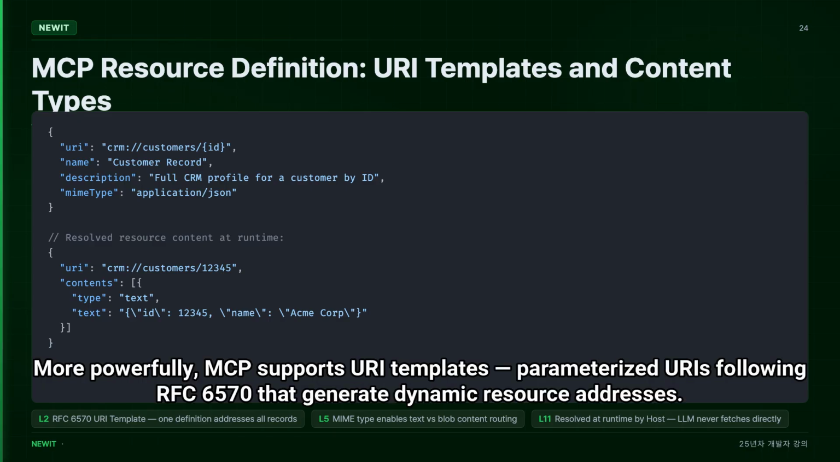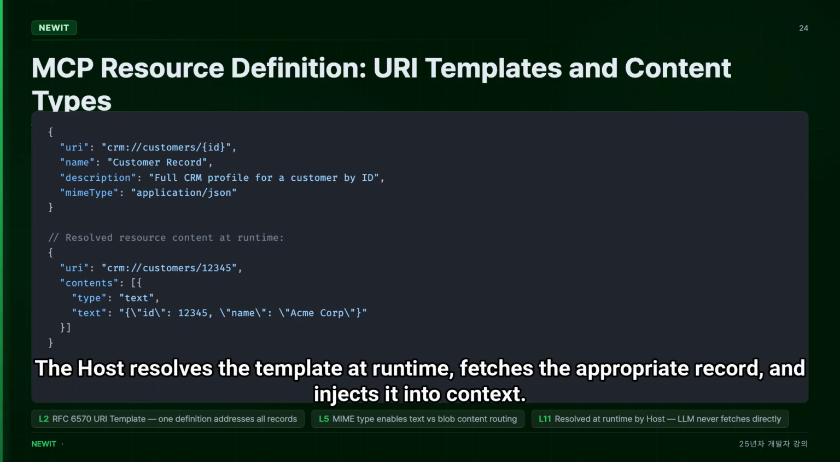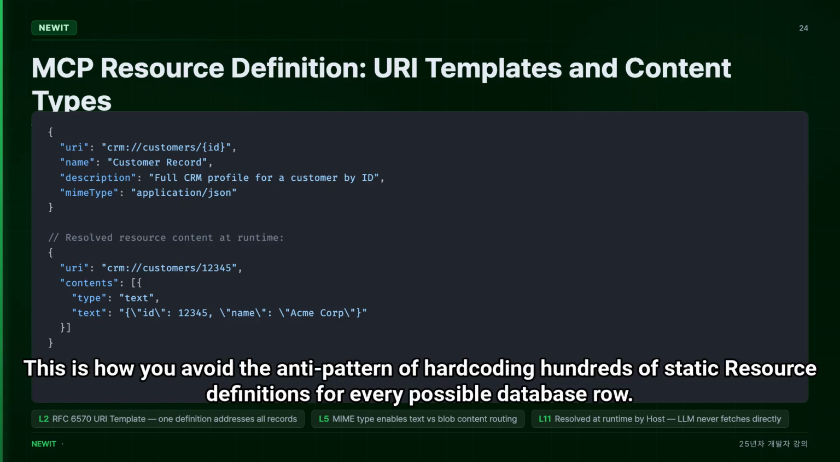More powerfully, MCP supports URI templates, parameterized following RFC 6570, that generate dynamic resource addresses. The example you see here, the template customers/{id}, means that a single resource definition can address any customer record in the database. The host resolves the template at runtime, fetches the appropriate record, and injects it into context. This is how you avoid the anti-pattern of hard-coding hundreds of static resource definitions for every possible database row.